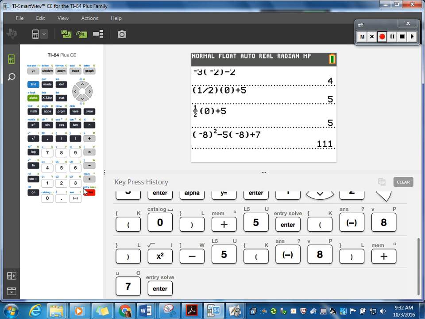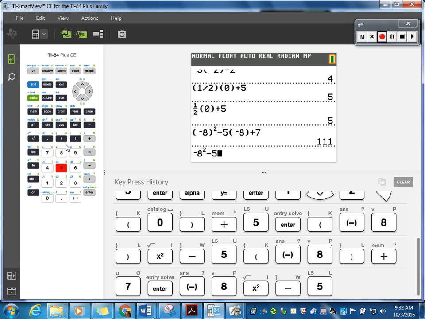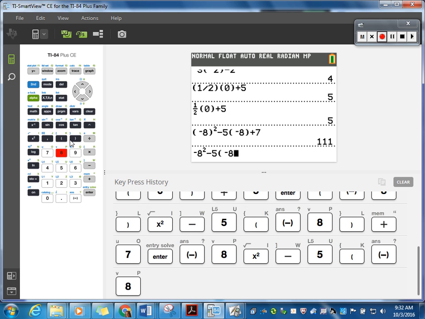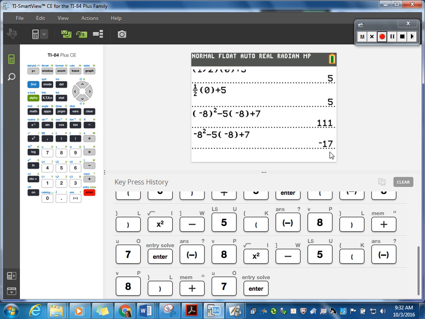And I press enter, I get 111. Watch what I get when I don't put the parentheses. So this is not the proper way. This is the wrong way to do it right now. I don't have parentheses, and I'm not going to get the right answer. I'm going to get negative 17. That is not the right answer because it's not properly doing this part here correctly. So you do need to put parentheses when you plug in negative values there.